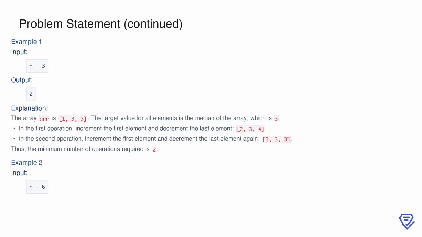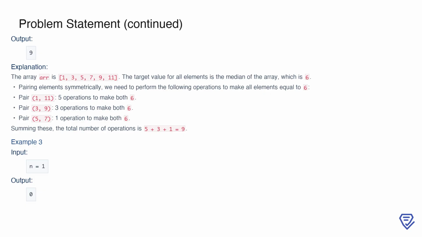First, we increment the first element and decrement the last element, resulting in the array 2, 3, 4. Then, we increment the first element and decrement the last element again, yielding 3, 3, 3. At this point, all elements are equal, and it took a total of 2 operations. This demonstrates that the minimum number of operations required for n equals 3 is 2.